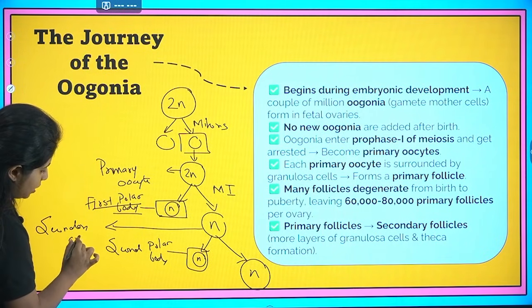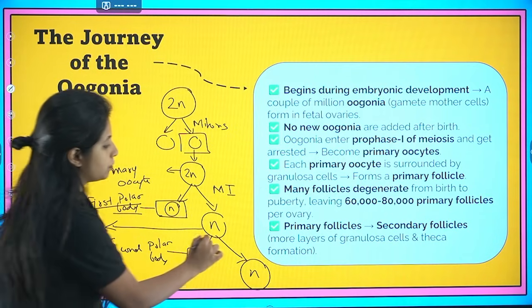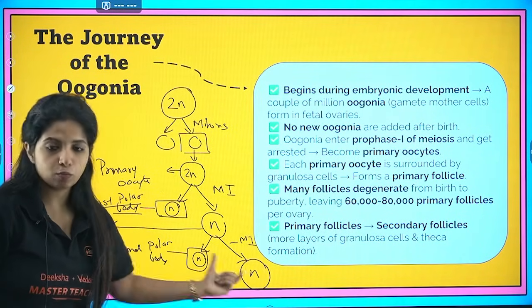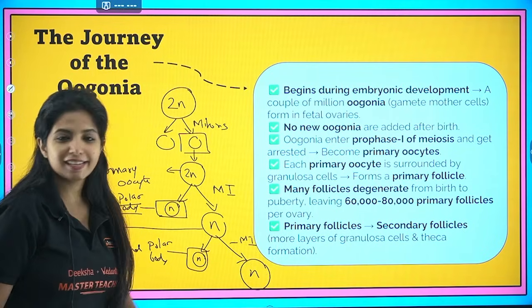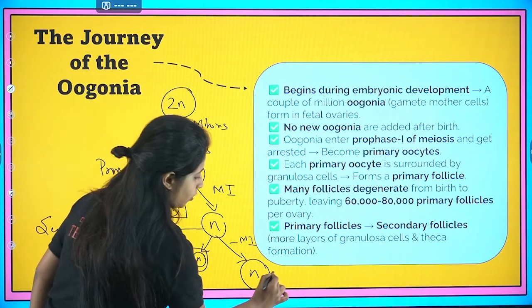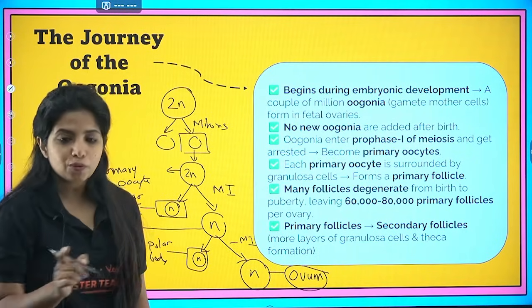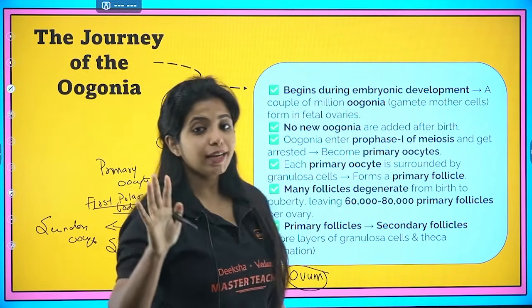Secondary oocyte. A secondary oocyte, when it undergoes meiosis 2, again it's an unequal division. You get 1 cell big, 1 cell small, which is of no use. What do you call this cell? This is your ovum. So if at all you have noticed, from 1 spermatogonia, technically you get 4 sperms.